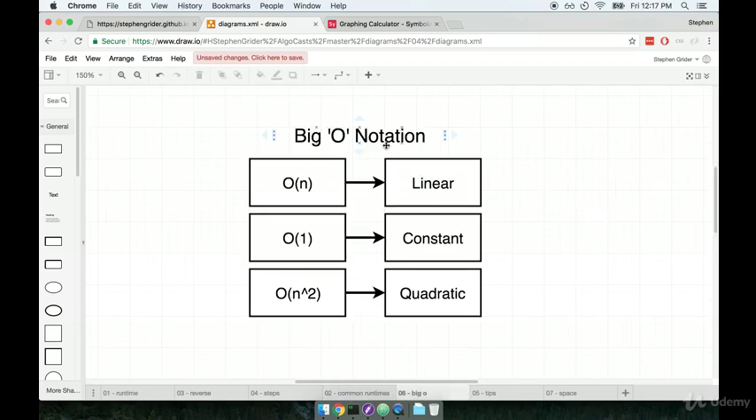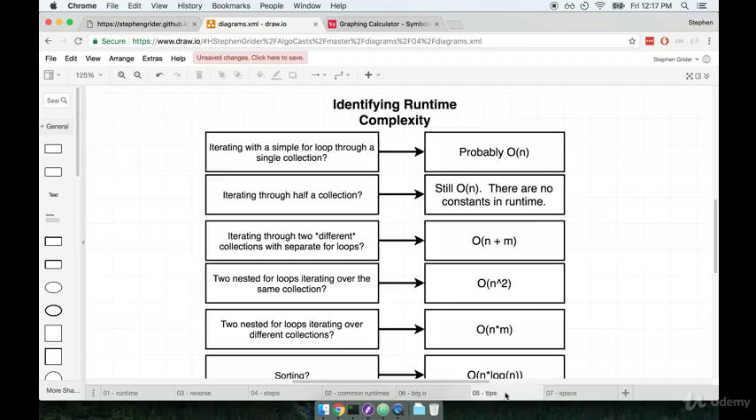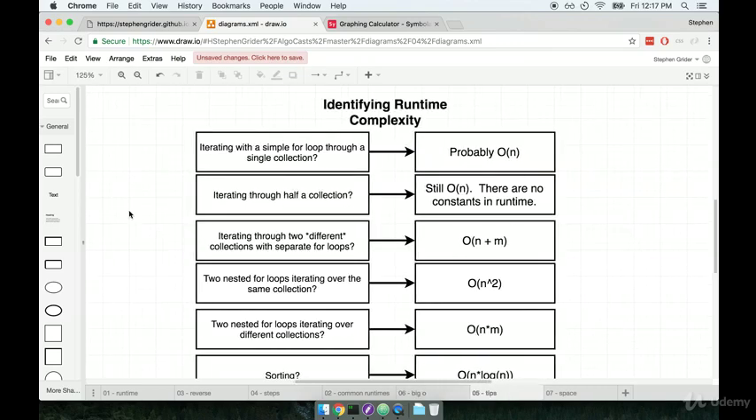The term big O in general means something slightly different in the academic world, but in an interview setting, anytime you hear runtime complexity or big O notation or anything like that, they're always asking you, what is the efficiency of your algorithm? Now, the next thing I want to tell you about is some tips around identifying runtime complexity.